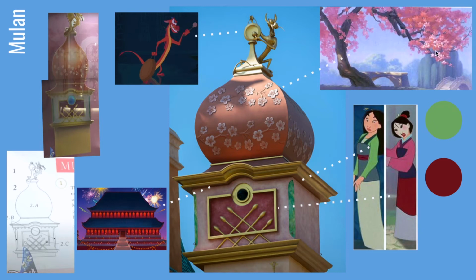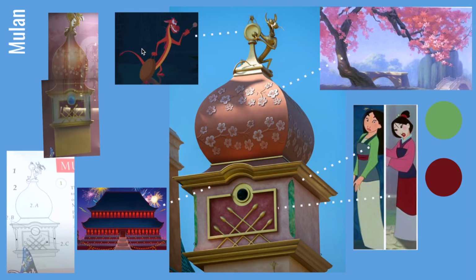As we can see here, we know cherry blossoms are pretty iconic to her story. Gold accents on a rose gold dome. We see colors here inspired by her outfits, this burgundy color, this jade green color, and we see the architecture is kind of similar to that of the palace, right?